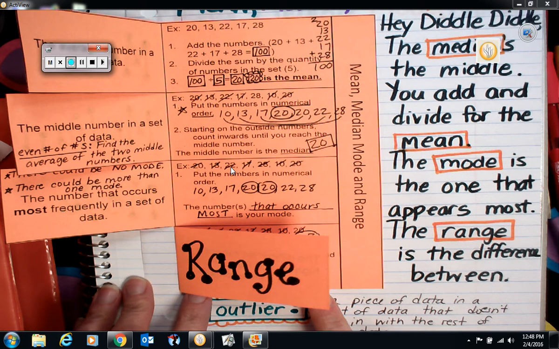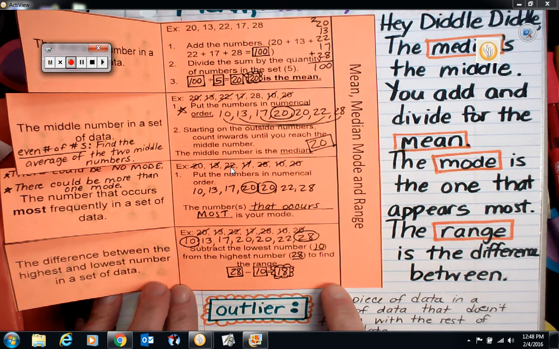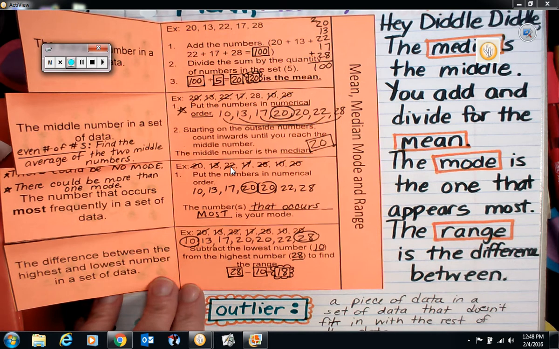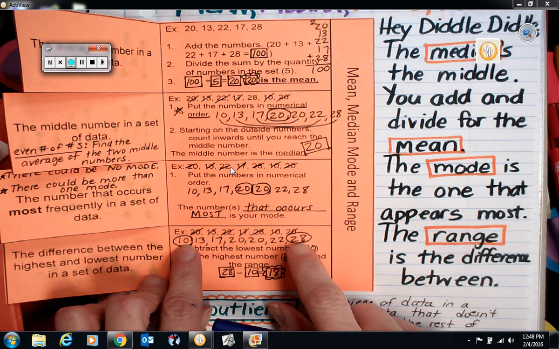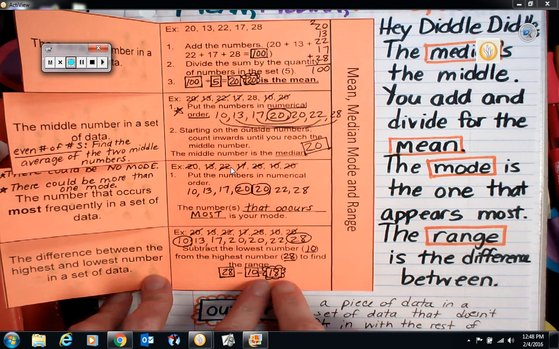The range is the difference between the lowest and the highest numbers in the set of data. Here in this set of data, I put the numbers in order. The highest is 28, the lowest is 10, and their difference is 18. So 18 is the range, the span of the data.